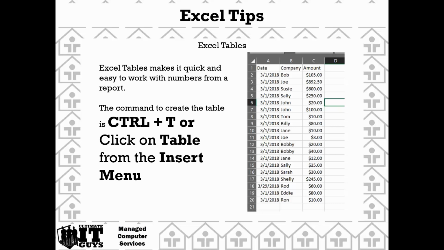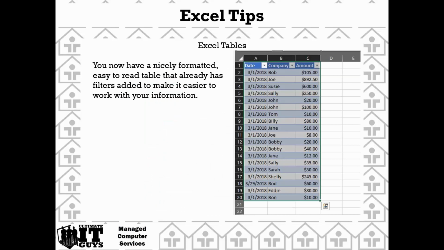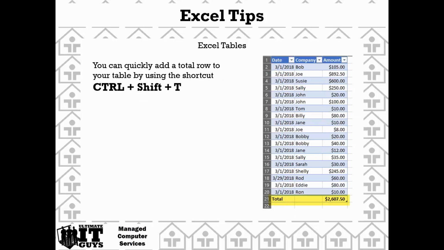The command to create a table is Control-T, or you can click on the table from the insert menu at the top, and that will turn a list like this into a table. It gives you a choice here of what area you want to use to create the table. And then you'll get something that looks like this, that's nicely formatted. It already has filters on it. And it just adds some things that makes it very quick and easy. These are things you could do manually, but it does it in just one quick shot for you, which saves you time, which is a very good thing.